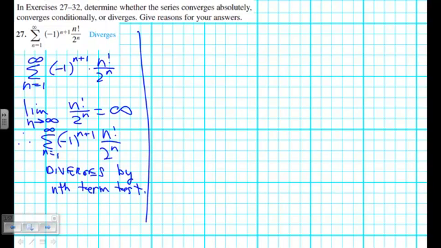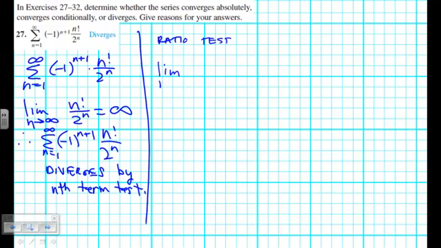Are you ready for it? Yeah. Absolutely. All right, and that's using the ratio test. You can use the ratio test in this instance. And the ratio test would look like this.